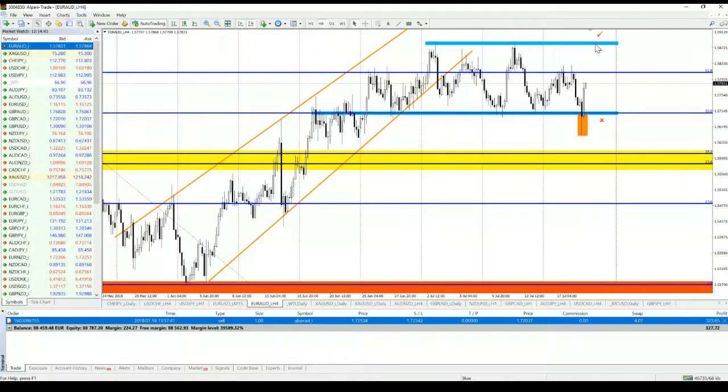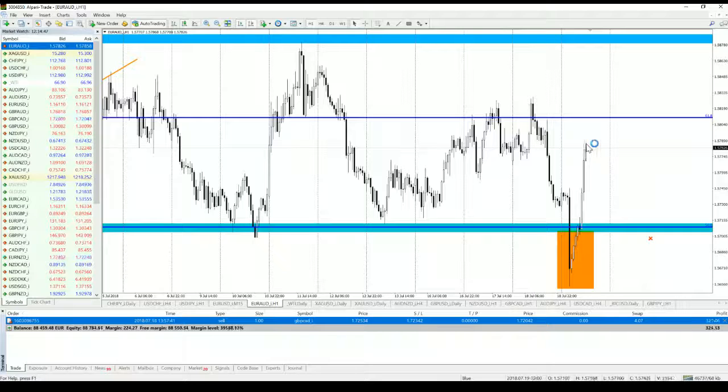Most probably the price will test this horizontal resistance. This trade is not for me, because where should I place my stop loss order? If I open here, stop loss may be here. It's 80 pips, take profit 90 pips, 100.